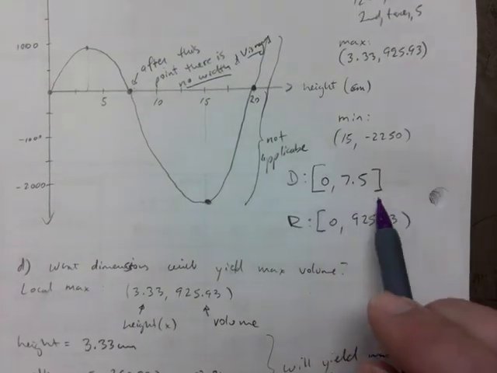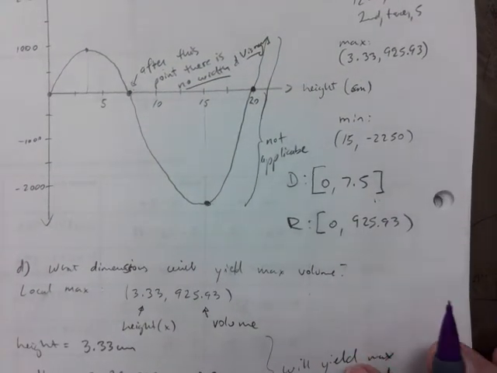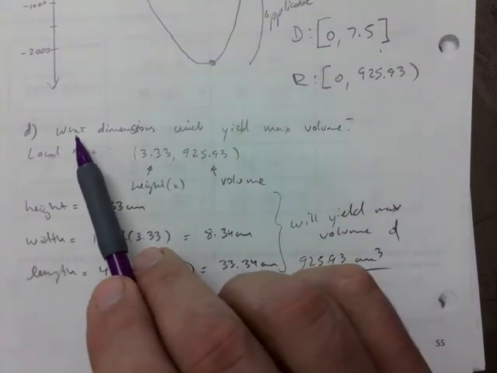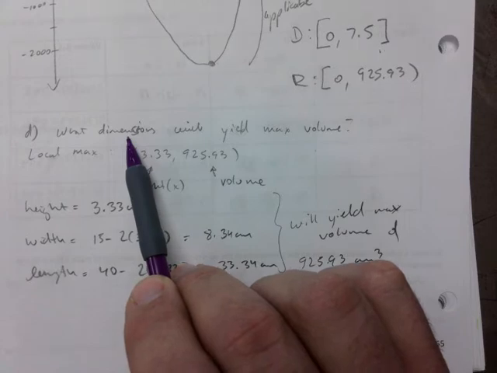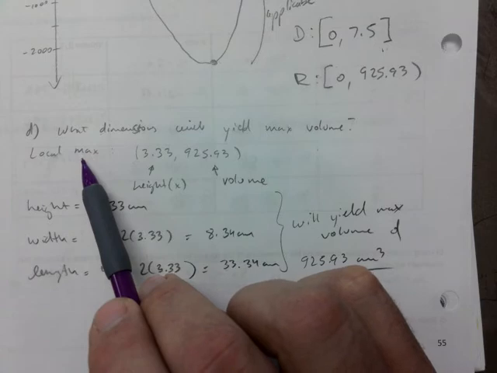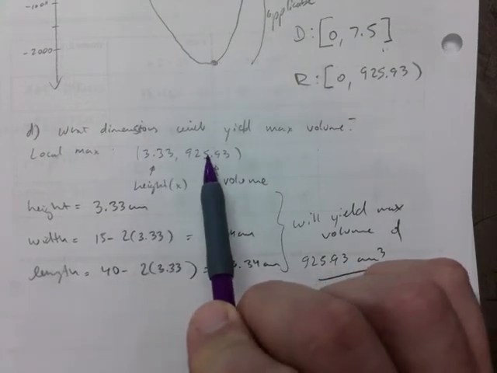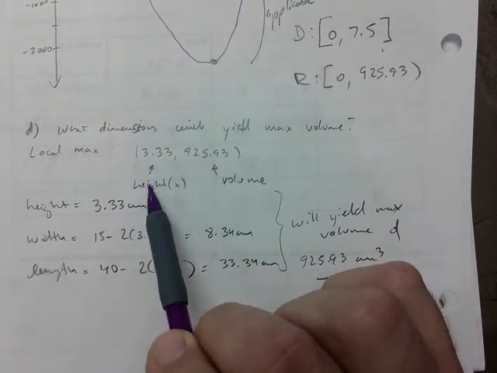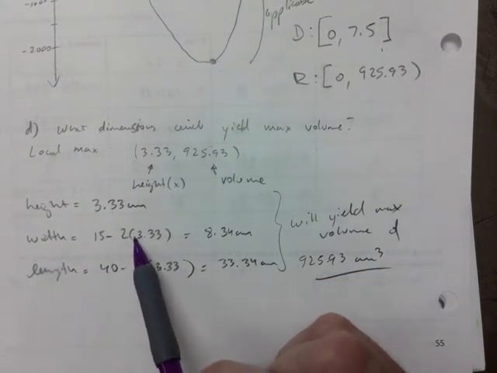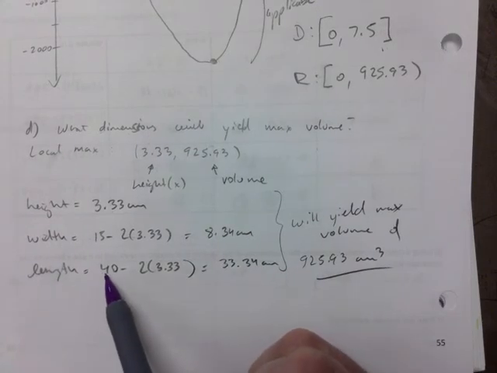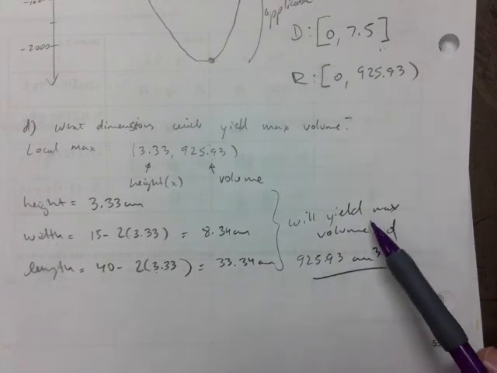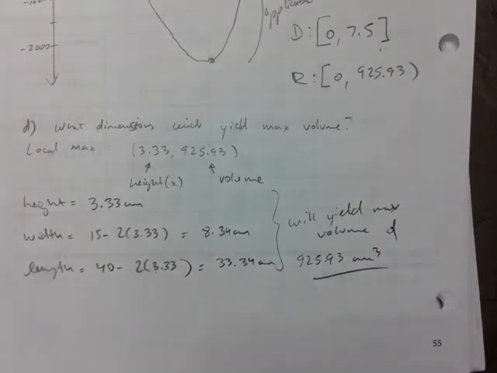And here's my domain and range again. And I went one step further. If it ever asks you what dimensions will yield the maximum volume, again, you go by this. And so this is one of the dimensions, which is the height. So the height is that, but the width is 15 minus 2 times the height. The length is equal to 40 minus 2 times the height. So these three dimensions here will give you the maximum volume.